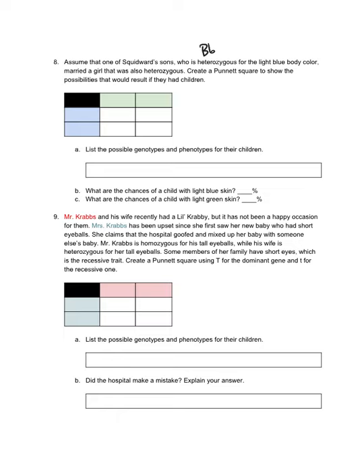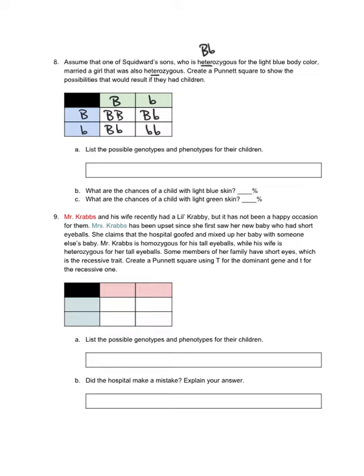And since they both have that heterozygous genotype, we're going to put capital B, small b on the top of the Punnett square and the side of the Punnett square. And then we're going to fill in our letters. So this box should give us capital B, capital B. The next box should give us capital B, small b. This box gets capital B, small b, and the final box gets small b, small b.